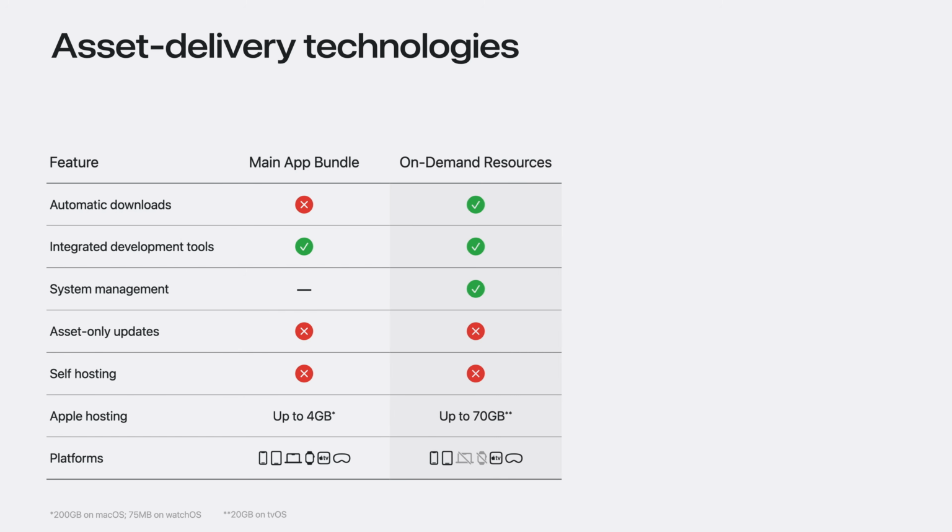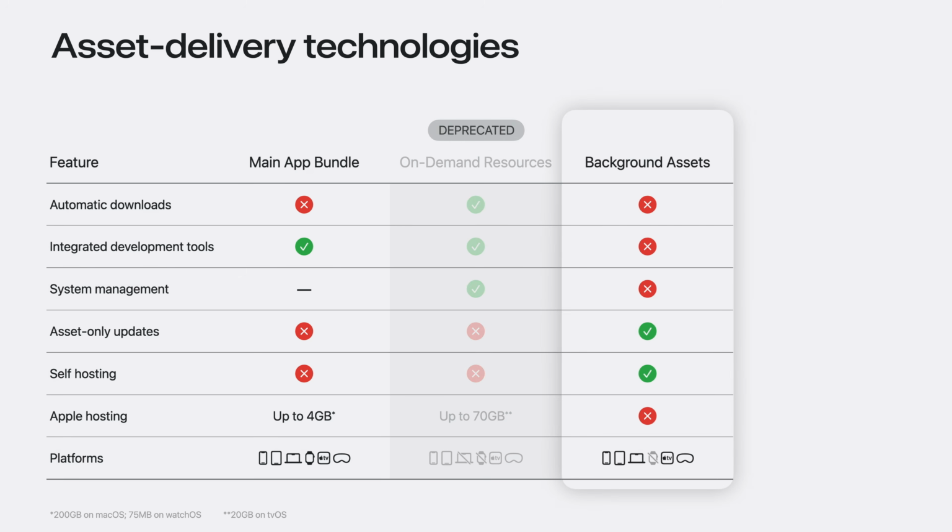On-demand resources would let people jump into the tutorial more quickly because it lets you download some parts of your app bundle separately from TestFlight or the App Store, but you would still need to update your entire app just to update a few asset files. On-demand resources is a legacy technology, and it will be deprecated. Its successor is background assets, with which you host your app's assets on your own server. You can update those assets at any time without updating your whole app.